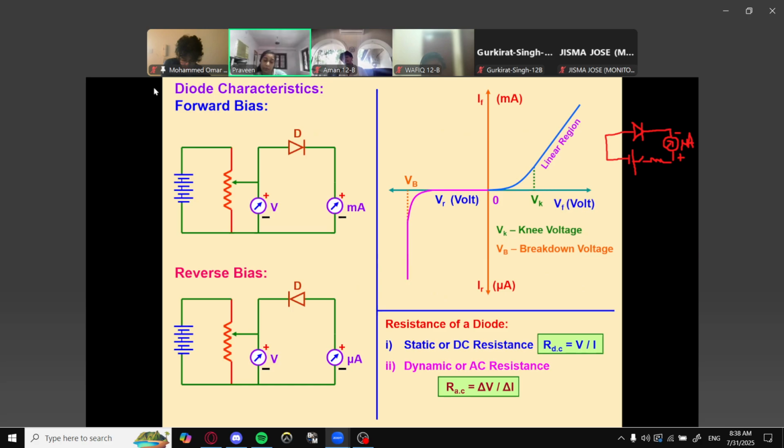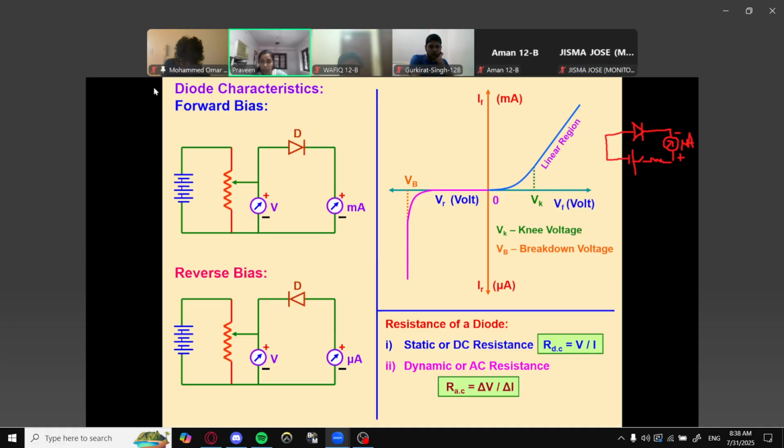For reverse biasing, we will have current in the range of microampere, because forward characteristics is due to majority charge carriers and reverse characteristics is due to minority charge carriers. Majority charge carriers are much larger in number when compared to minority charge carriers. That is why minority charge carrying current is very feeble when compared to majority charge carrying current.